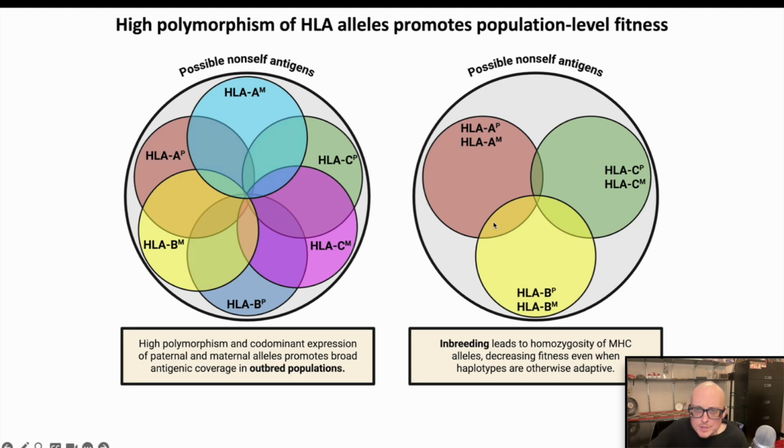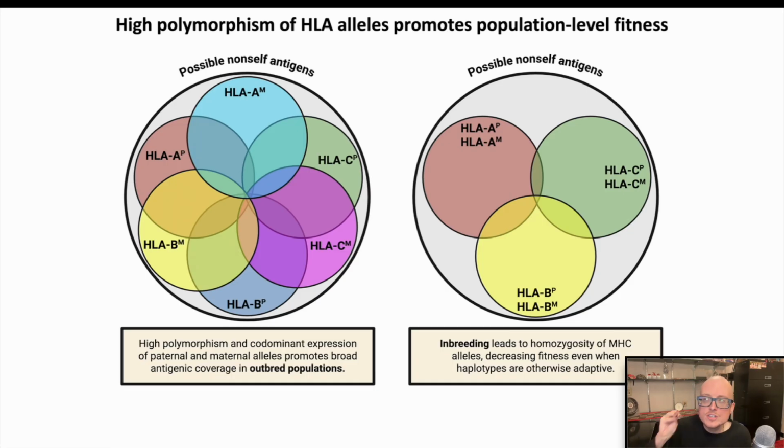And you can see that this person, the 2 haplotypes that they express, even though they're fully overlapping, the haplotypes within themselves are adaptive. The haplotypes within themselves still have a good bit of coverage. But because those 2 haplotypes completely overlap with each other, we don't get this full extent of coverage that you get in a person who is fully heterozygous at every position.